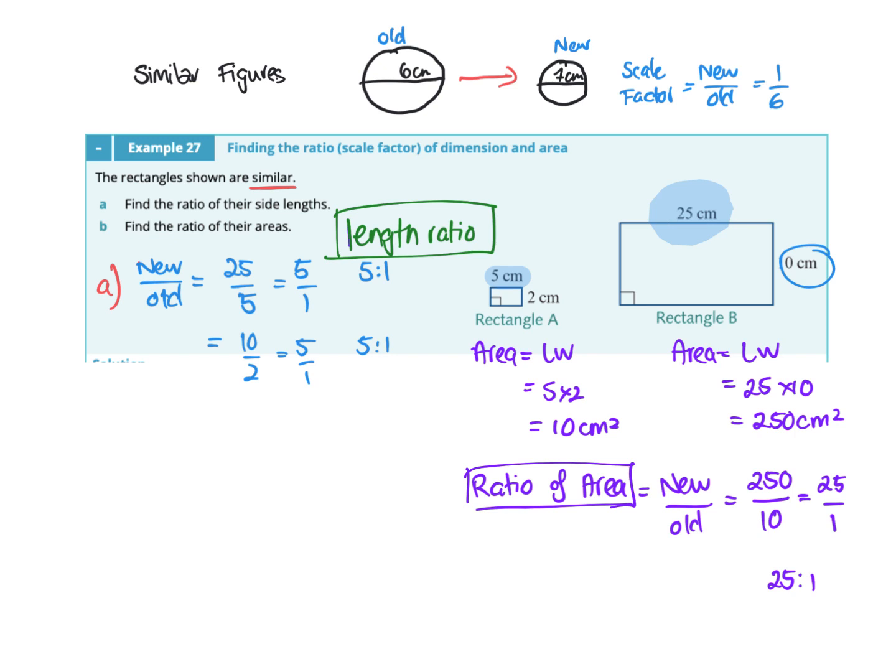So what you actually know, and we're going to see this in a minute, is that if you know the length ratio, or we say the scale factor, we say k, we can work out the area ratio by squaring that value. Because it was 5 over 1, the area ratio was 5 squared, so we know it's 25. We'll do some practice, don't worry, but this is how it works.